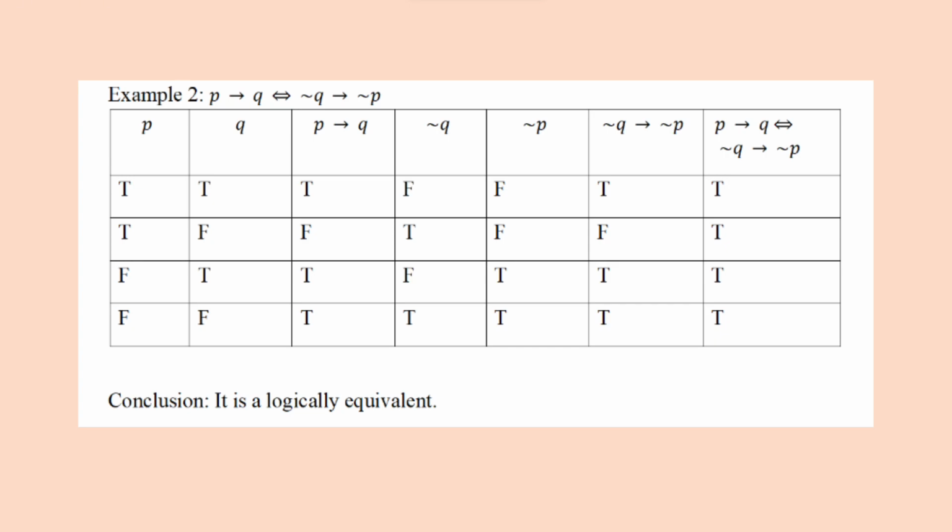So moving on to the next column, which is not Q then not P, the truth value is true, false, true, true. Last but not least, P then Q equals to not Q then not P, so the truth value is true, true, true, true. So in conclusion, example 2 is logically equivalent.